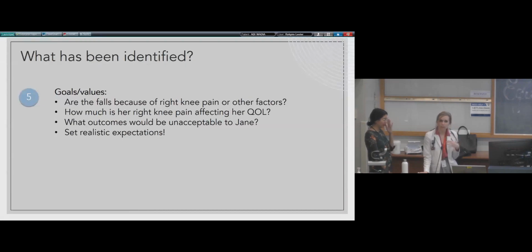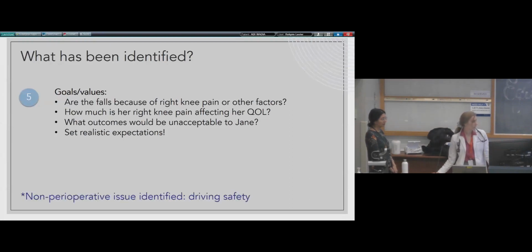And also setting realistic expectations. Some people say, I want to walk without any gait aids. And it's like, well, that might not be realistic, but we can aim for something and set some reasonable goals for you. And then also talk to her about what would be unacceptable to Jane. And a non-perioperative issue that we'll just flag for the future is also her driving safety and actually assessing that a bit further.